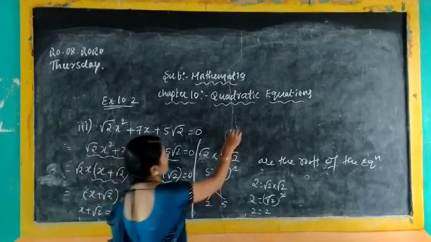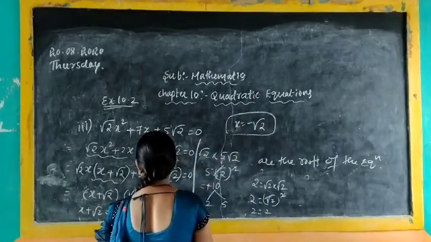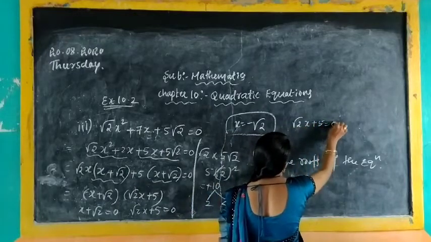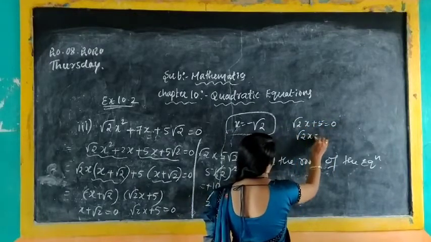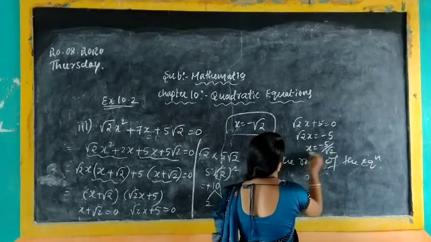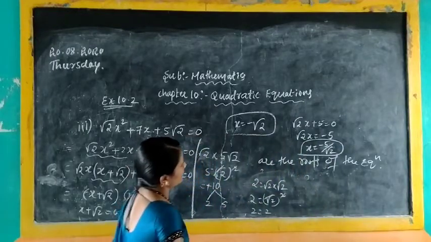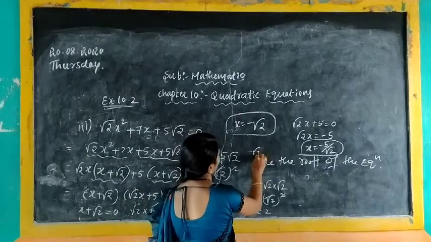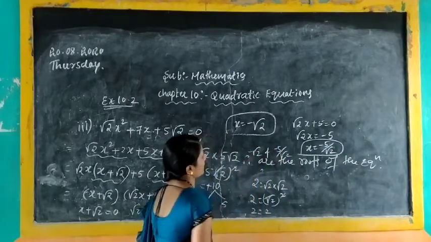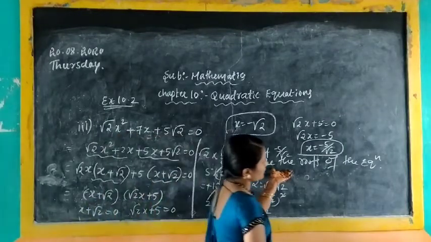Here x value should be x is equal to minus root 2 one value, and another value root 2 x plus 5 is equal to 0. Here root 2 x plus 5 will be minus 5, x is equal to minus 5 by root 2. Here total 2 values. Write down minus root 2 and minus 5 by root 2. Therefore, minus root 2 and minus 5 by root 2 are the roots of the equation.